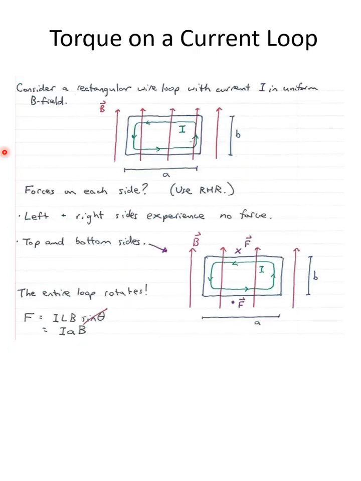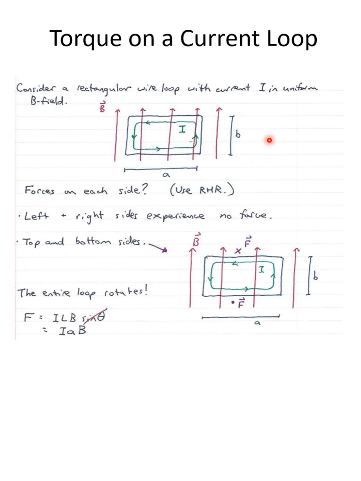I'm now going to get into some applications of this. Let's look at the torque on a current loop. So here, in this picture at the top, we have a rectangular wire loop with a current in a uniform magnetic field. And I've drawn the current going around counterclockwise. This rectangular wire loop has a length a and a width b, and the magnetic field is going straight up, as you can see in the diagram.